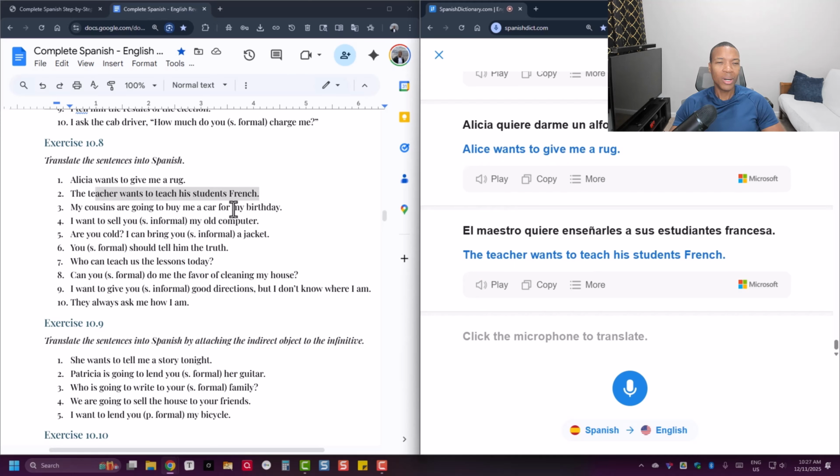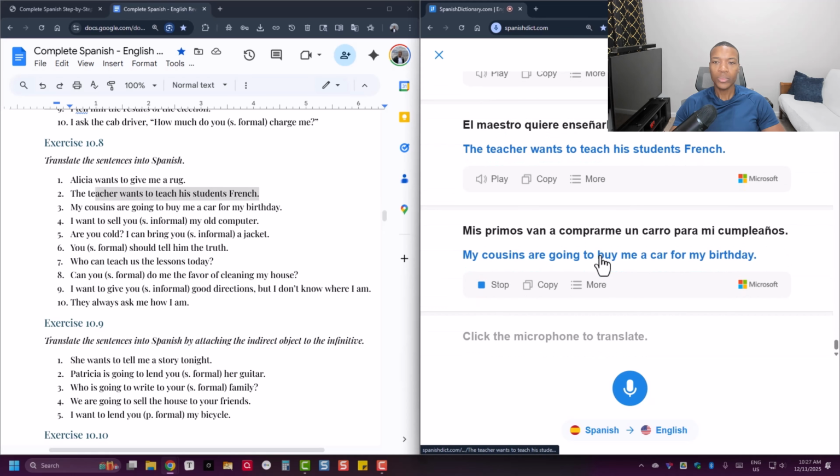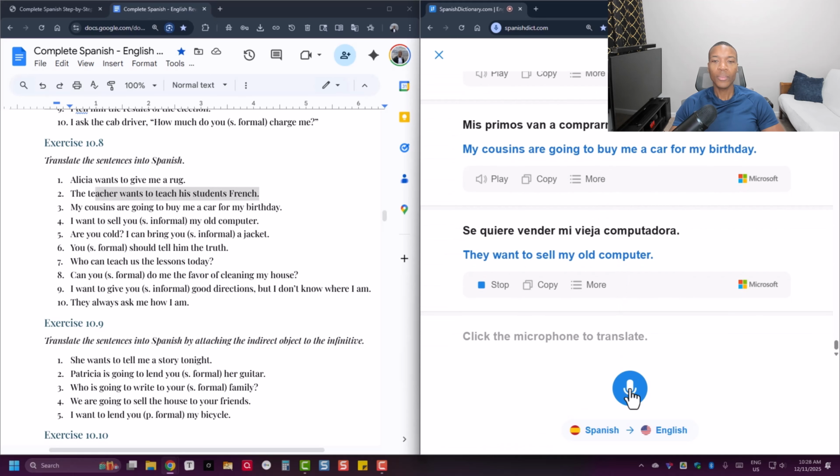Number 3, my cousins are going to buy me a car for my birthday. Mis primos van a comprarme un carro para mi cumpleaños. My cousins are going to buy me a car for my birthday. I want to sell you my old computer. So I've been adding the direct object to the infinitive. So I'll play with now, not adding it to the infinitive. Se quiere vender mi vieja computadora. They want to sell my old computer. Te quiero vender mi vieja computadora. I want to sell you my old computer.